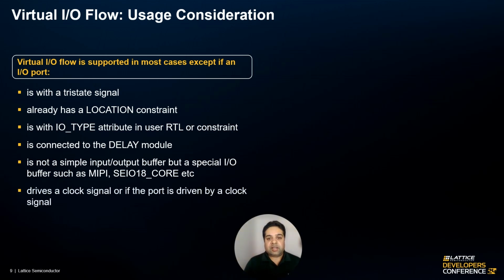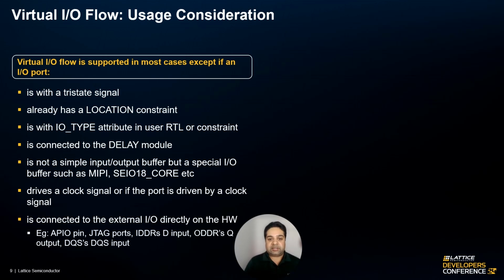Clock signals. If the IO port drives a clock signal or is driven by a clock signal, it cannot be used as a virtual IO. Direct external IO connection. If the IO port is directly connected to external hardware, such as APIO pins, JTAG ports, IDDR's D input, ODDR's Q output, or a DQS input, the virtual IO flow is not supported.